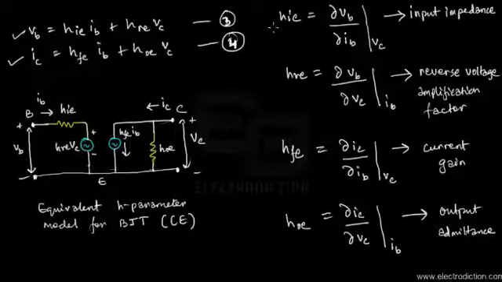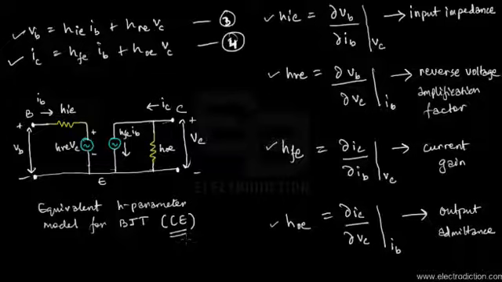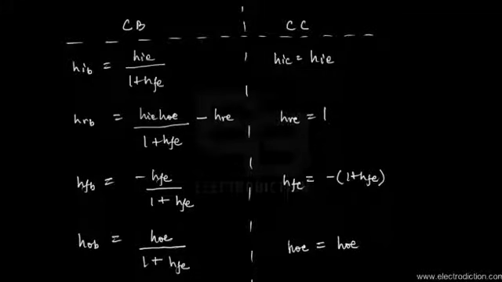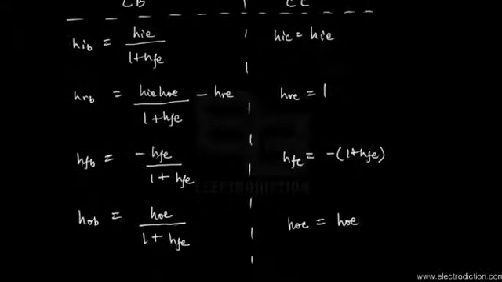All these H parameters, formulated with the common emitter mode in mind, can be used to derive the H parameters of those other configurations. I've included a table here, as you can see. This table summarizes the interrelationships between the H parameters obtained for the common emitter mode and those we must obtain for the common base and common collector modes whenever we're working with those kinds of circuits.